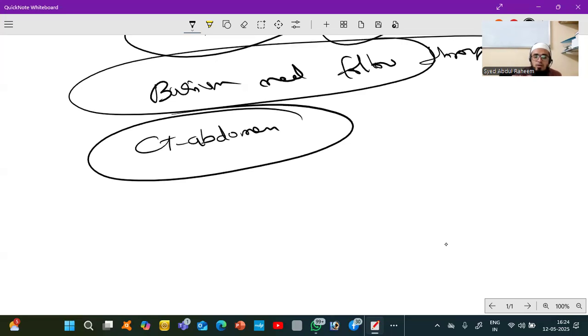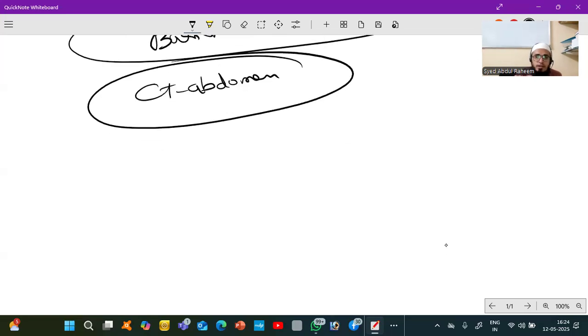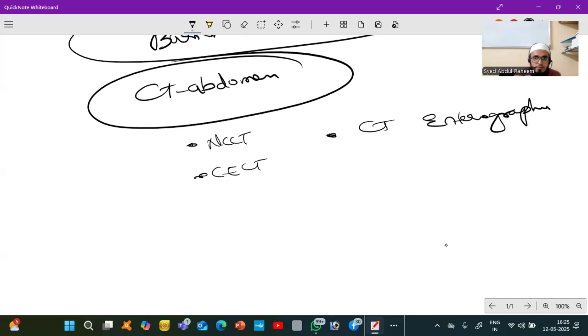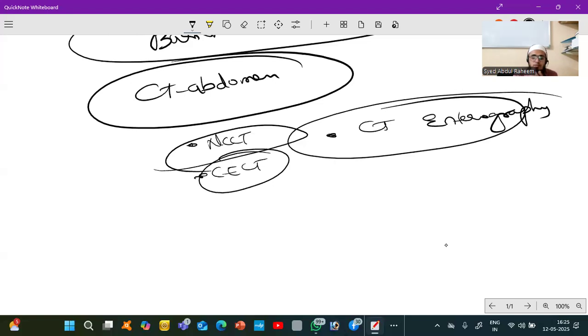CT abdomen, we have three types of CT abdomen. One is NCCT, second is CECT, third one is CT enterography. So where to use? Okay, it is very important. In which pathology we have to use this?